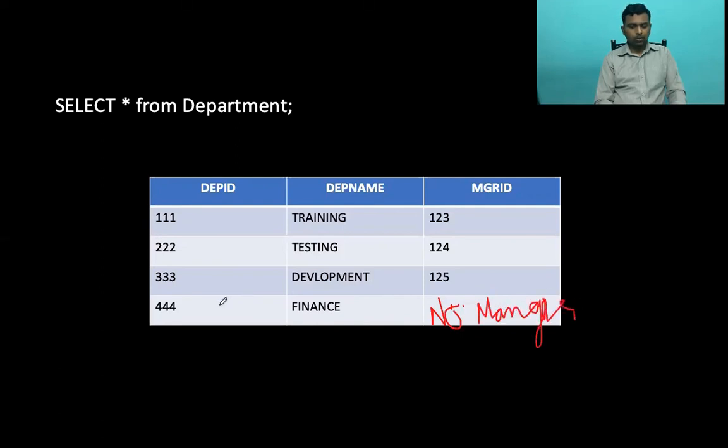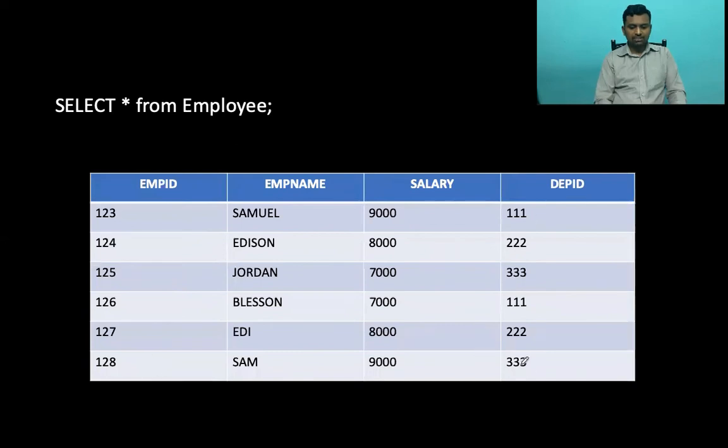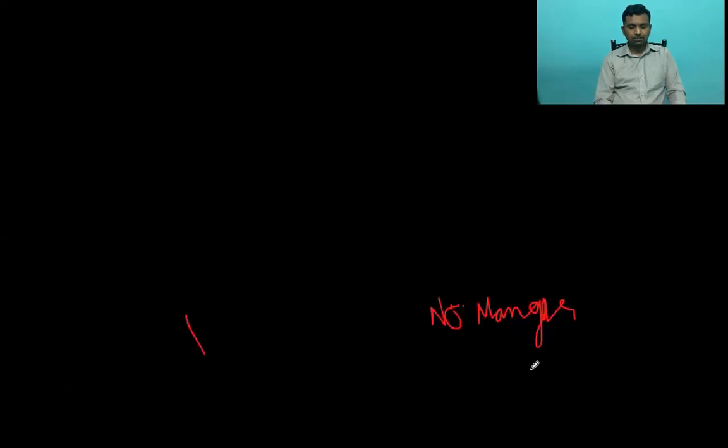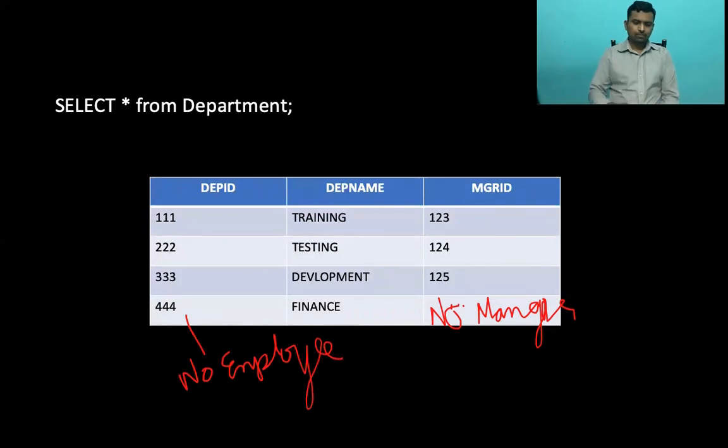And moreover, in this 444 department, you can see no employees. Can you see any employee in the 444 department? No. So in the 444 department, there are no employees working. So no manager and no employee for that 444 department.